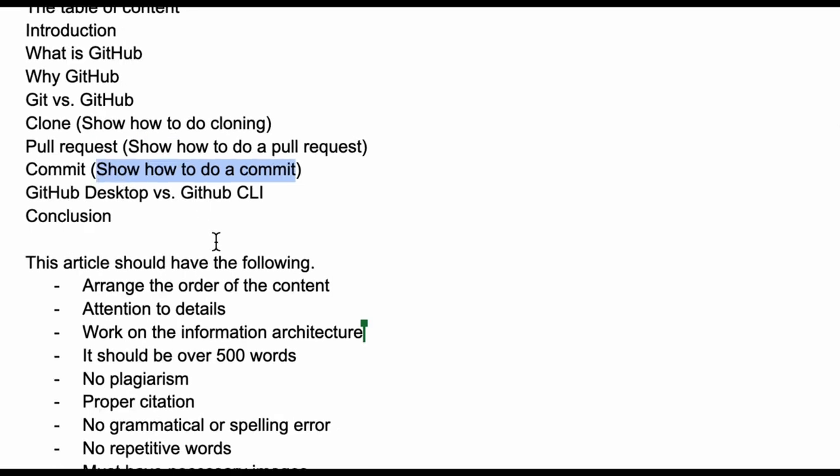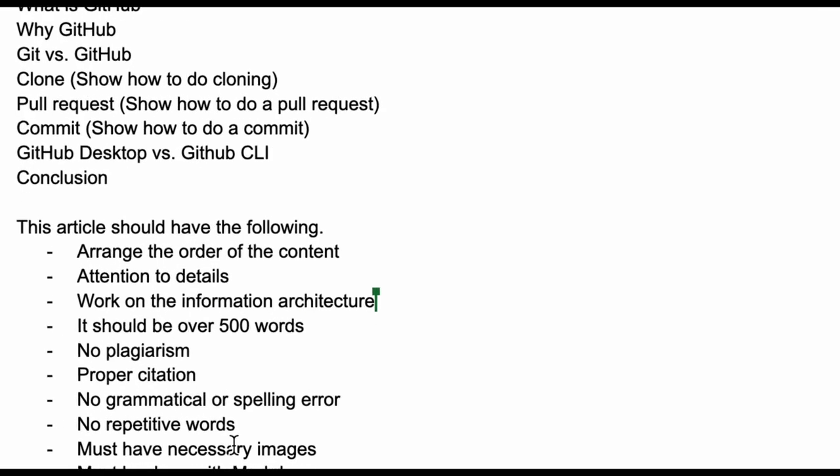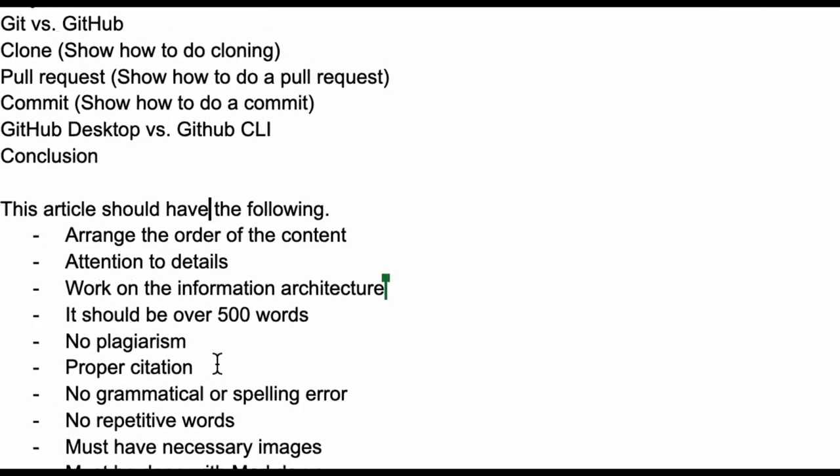Now, going back to the article, this article should have the following. I would like you to arrange the order of the content. If you think this order of the content is not fine, arrange it the way it should be. We had a class, information architecture, if you could remember. So if you don't understand, go back to that class, watch the video, then come back. It will give you an idea of how to arrange this very well. If you think it's fine like this, it's okay.